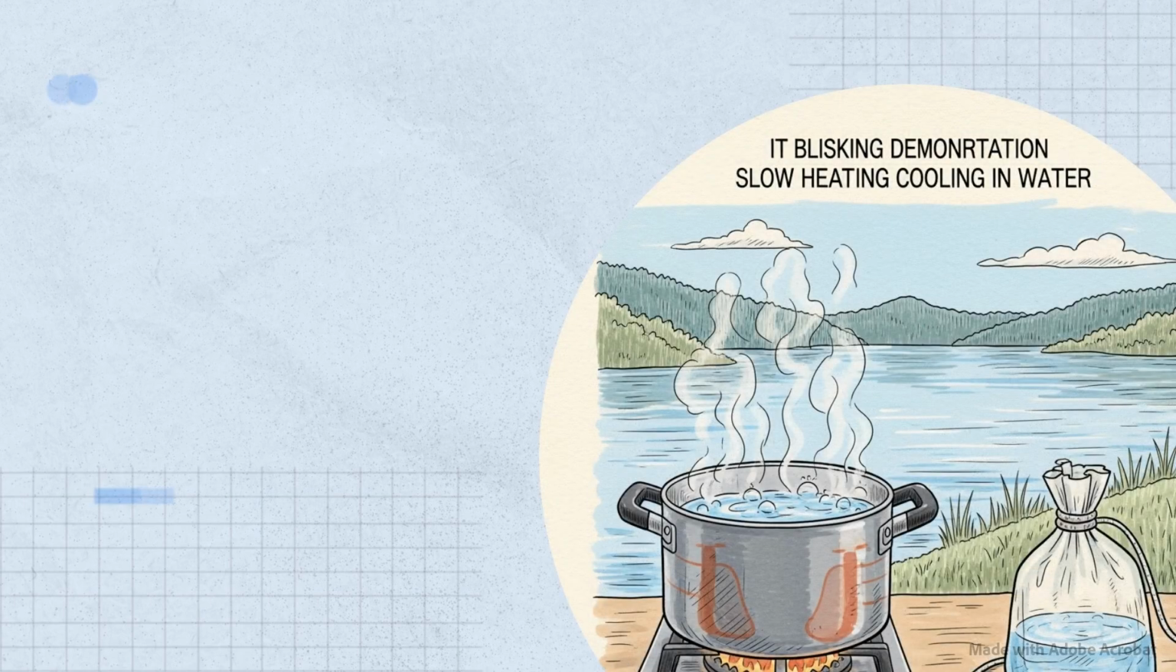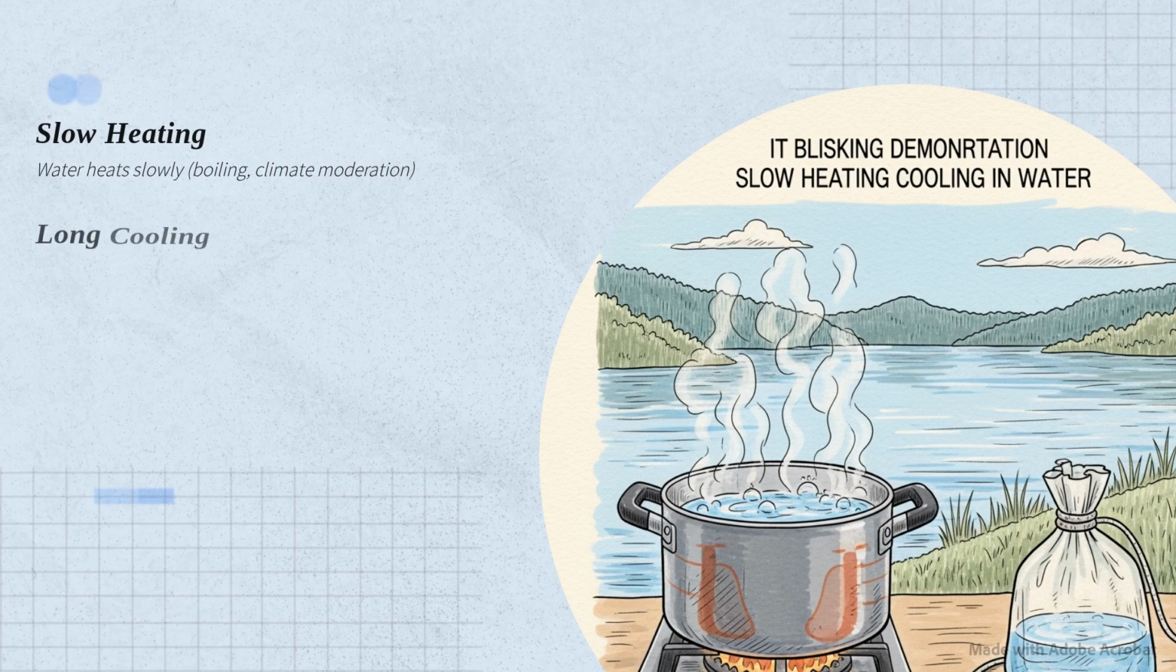Here's how water's high specific heat capacity influences both daily life and global climate. Water heats slowly, which explains why boiling takes time and why oceans help moderate Earth's climate. Water stays warm for longer periods, making hot water bags effective and lakes slow to cool.